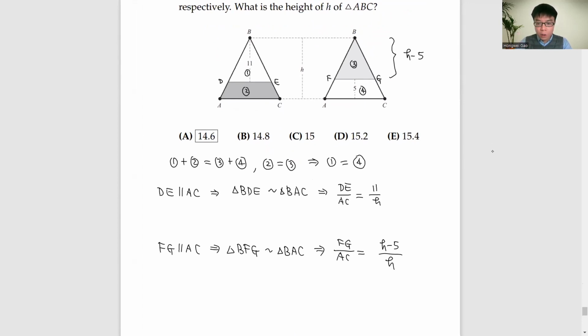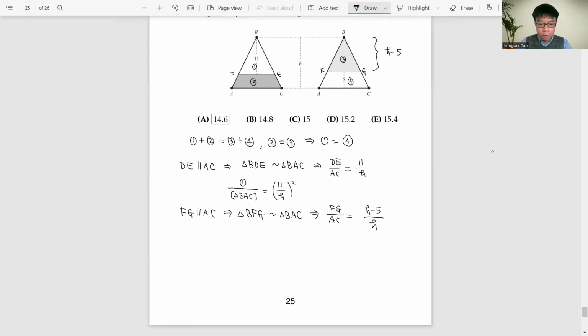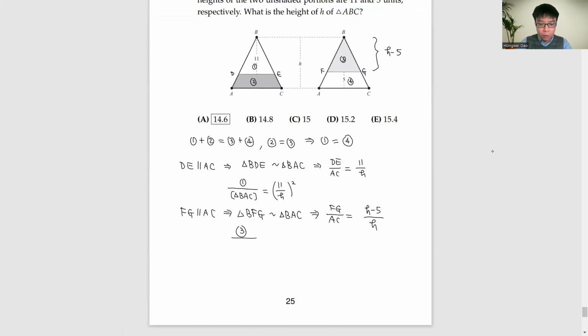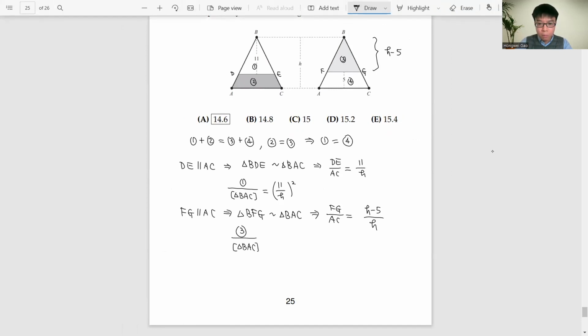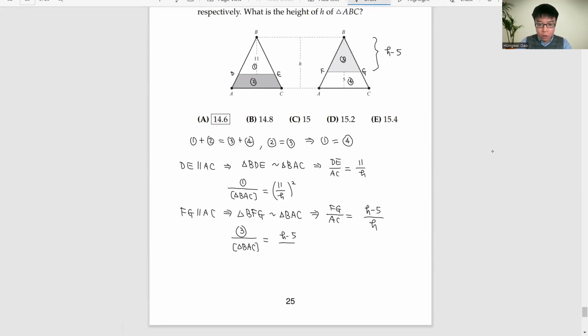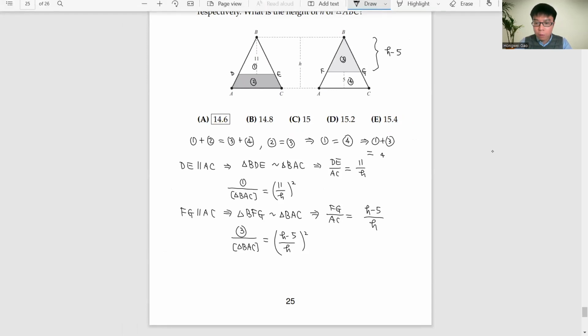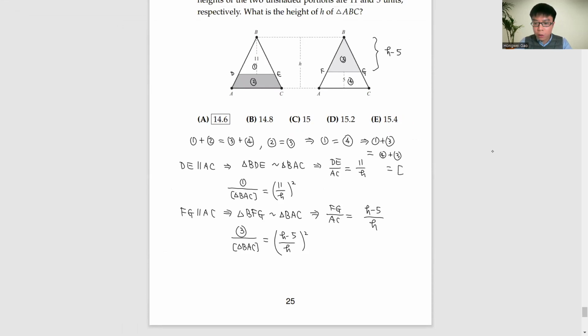In the first picture, the shaded part, which is just 1, over the whole triangle BAC is the square of the ratio of the side length, which is 11 over H squared. In the second triangle, we have 3 over this BAC is H minus phi over H squared. Now we know that 1 plus 3 equals 4 plus 3, which is equal to the whole triangle's area.